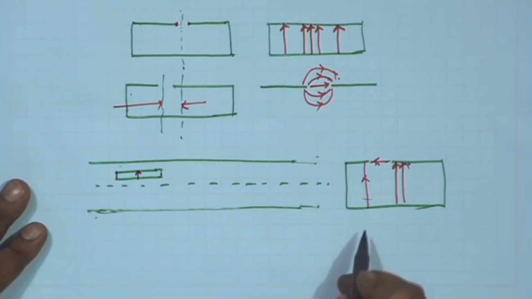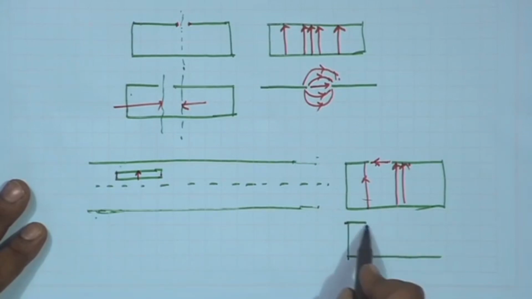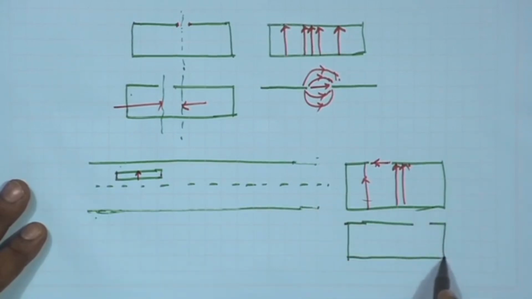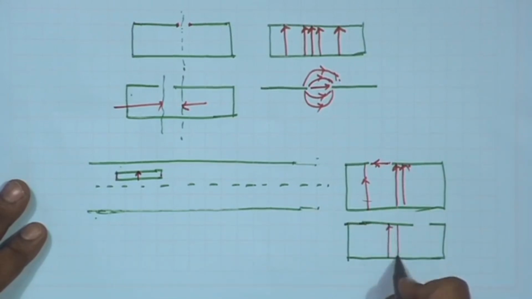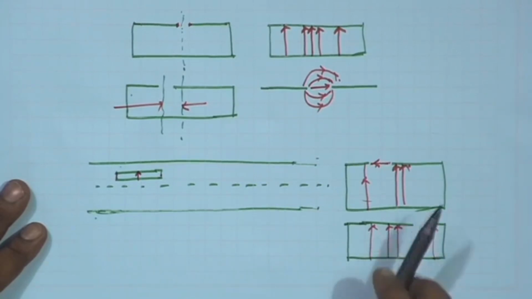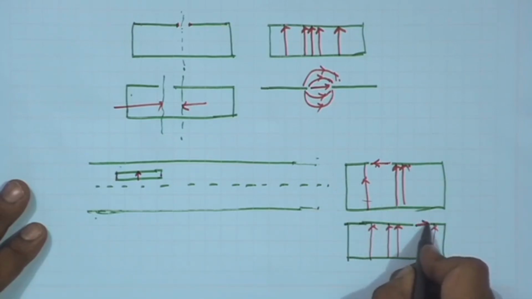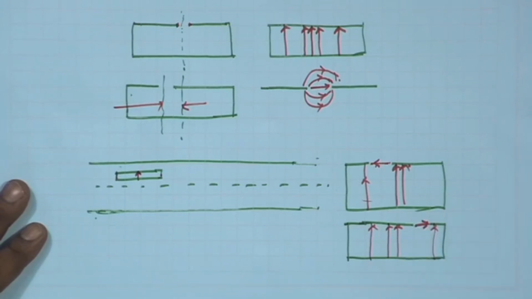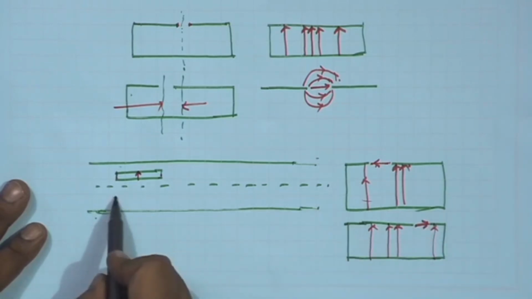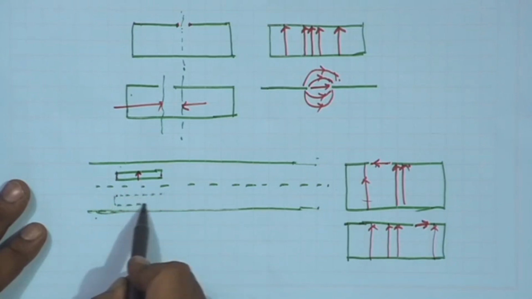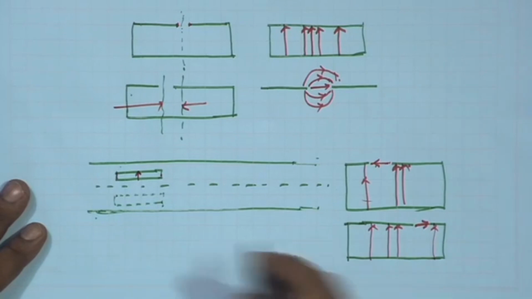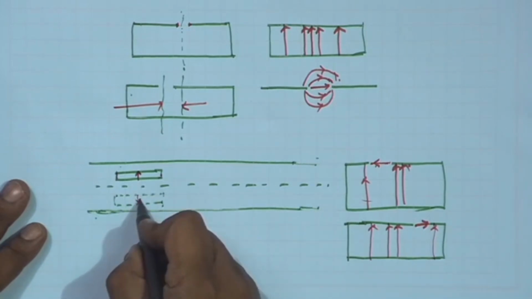If I etch another slot at the same position, but on the opposite side of the central line, then what will happen? We have electric field in the same direction, but in this case you see maxima on the left hand side, then the electric field will be from left to right inside the slot. So, if I etch one more slot here, inside the slot the electric field will be in the opposite direction.